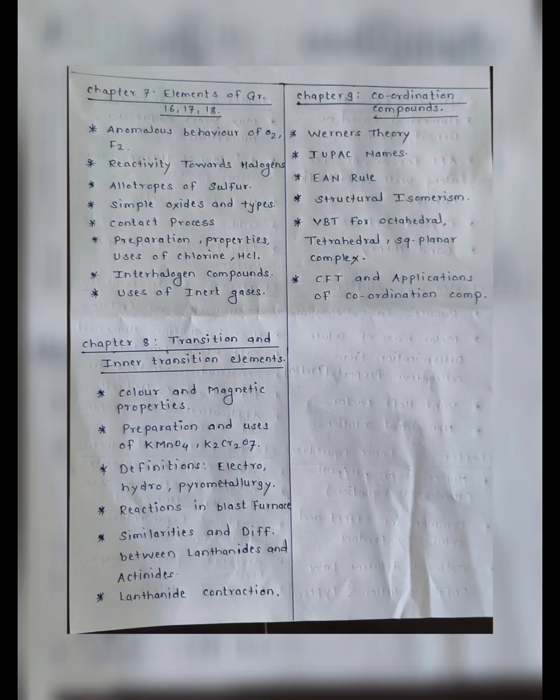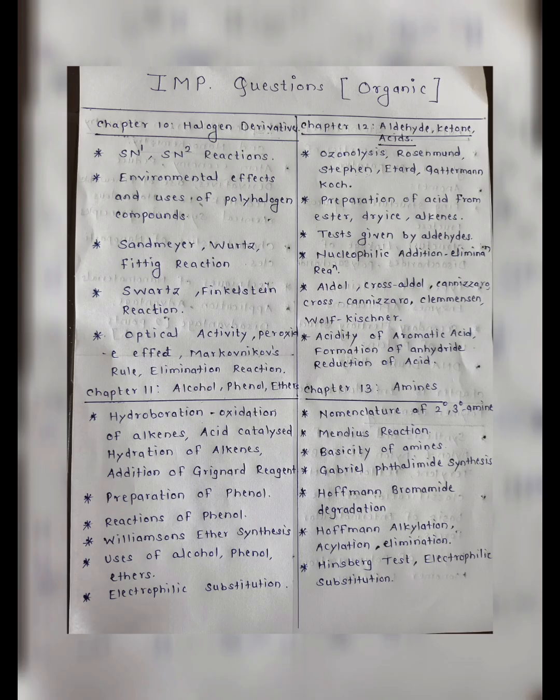Next topic is from organic chemistry, that is halogen derivatives. SN1 and SN2 reactions, distinguishing account as well as mechanism are very important. Salient features are important for this. One more important point is the environmental effect and uses of polyhalogen compounds. 100% it may be asked in your exam.